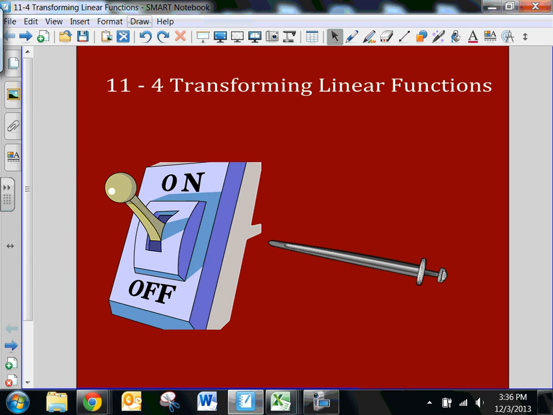Okay, your video for today is about transforming linear functions, 11-4. So take good notes, make sure you write everything down.